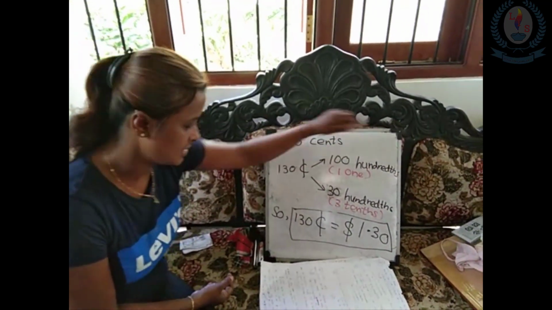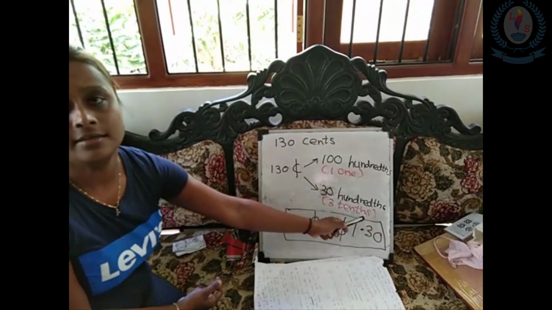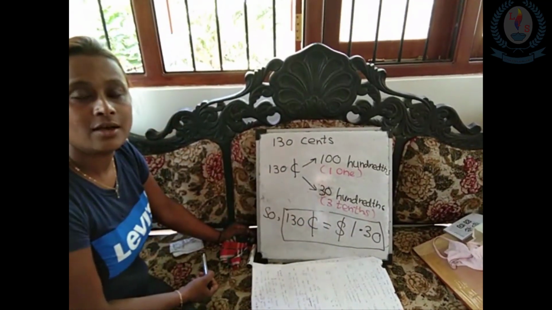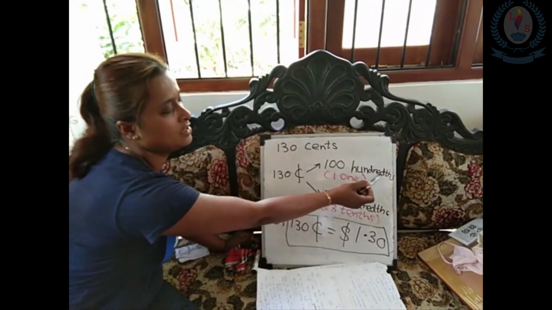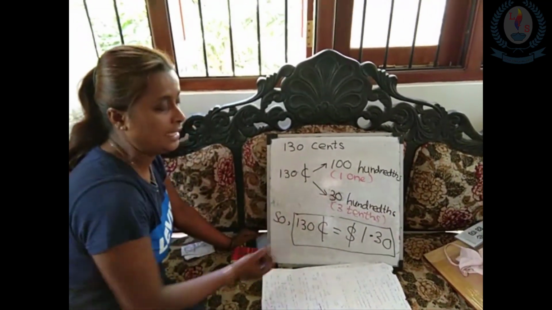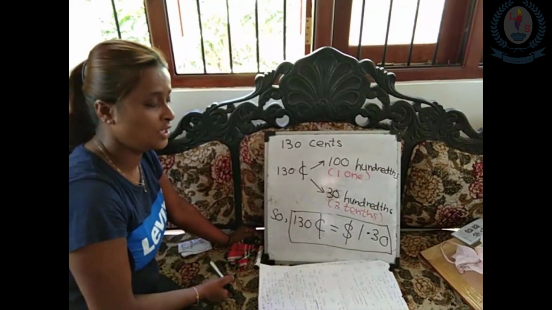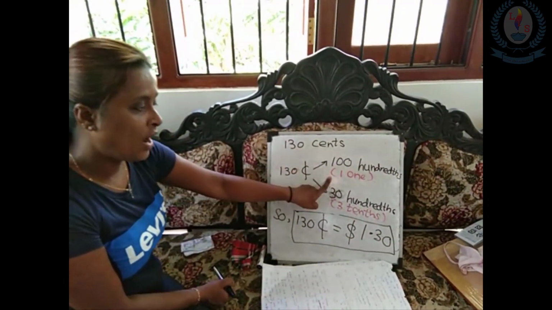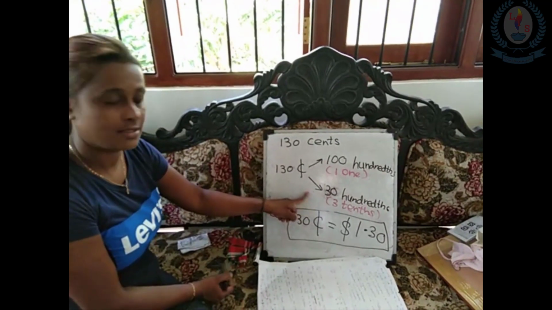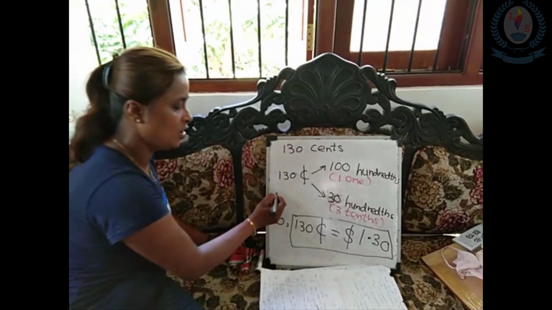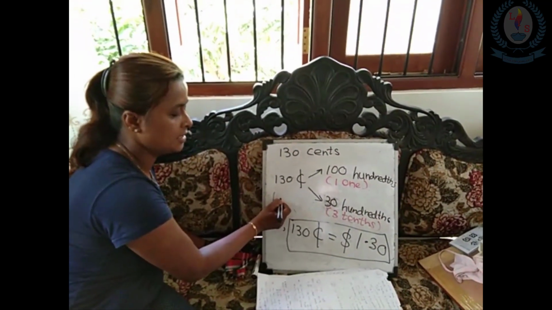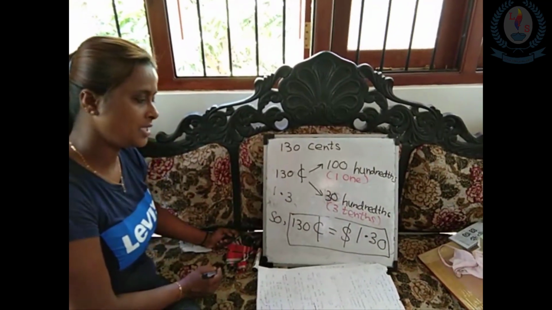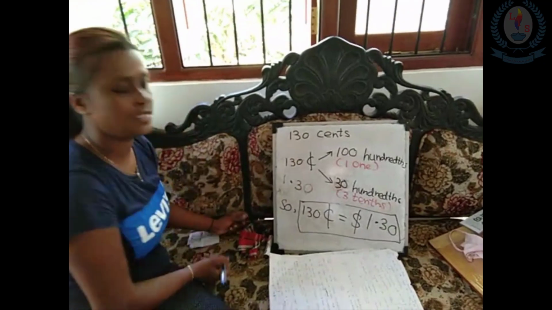100 hundredths and 30 hundredths. You all know that 100 hundredths is equal to 1 one. 30 hundredths is equal to 3 tenths. So 1 one, 3 tenths. When we write it as a decimal, 1 ones, 3 tenths. No hundreds, right? We can put 0.